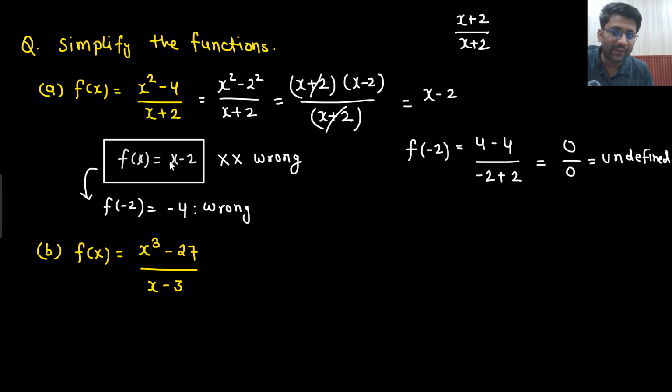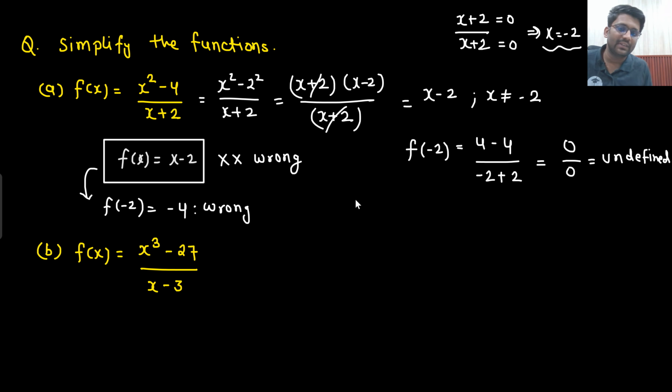So when I am writing f(x) equals x minus 2, and when I am cancelling x plus 2 by x plus 2, at that time I need to make sure of where they are becoming 0. They are becoming 0 at x equals minus 2. So just after I cancel, I need to write down one thing, that x cannot be equal to minus 2.